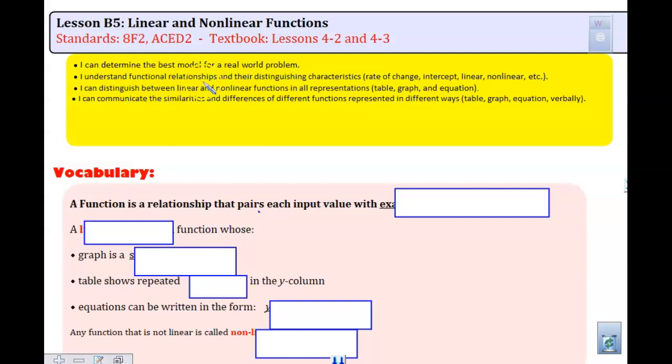I understand functional relationships and their distinguishing characteristics. What is the rate of change, the intercept, if they're linear or nonlinear. I can distinguish between linear and nonlinear functions and all representations.